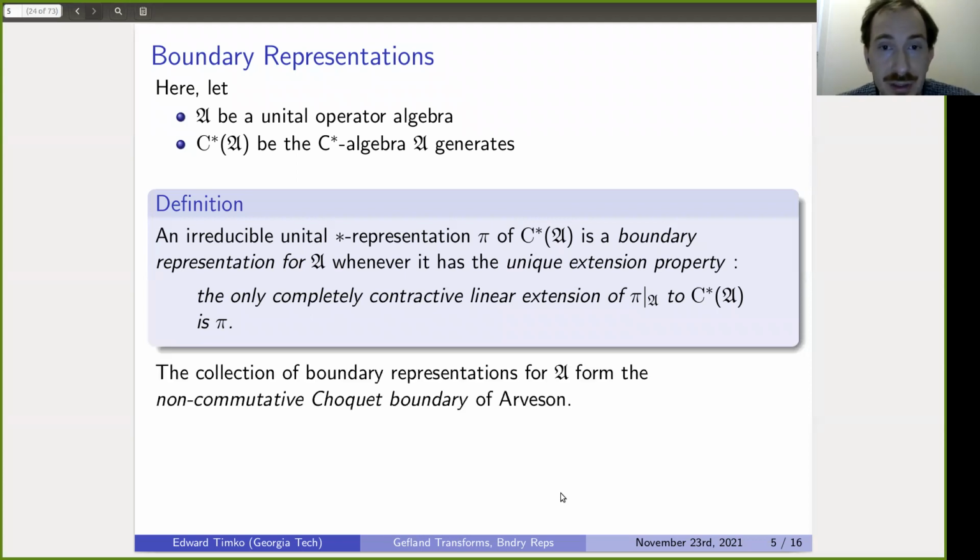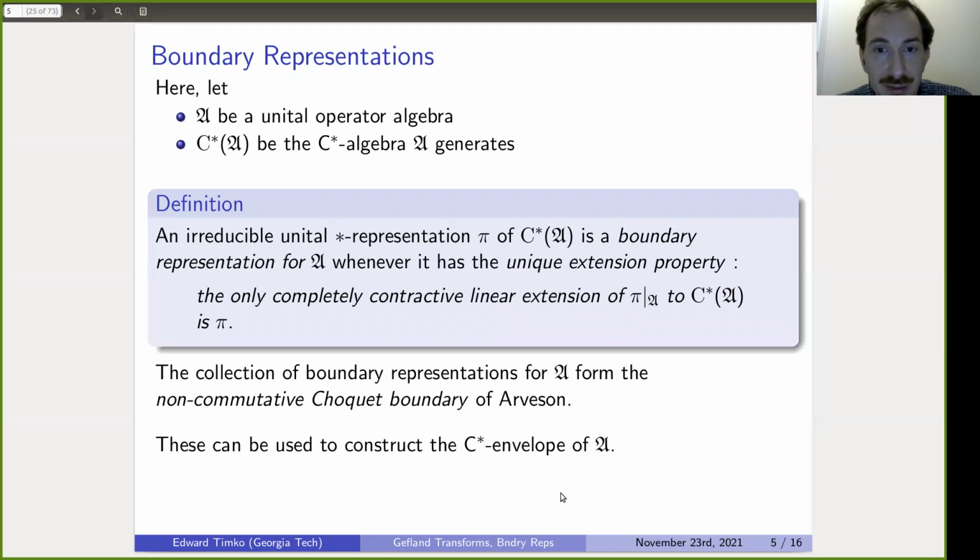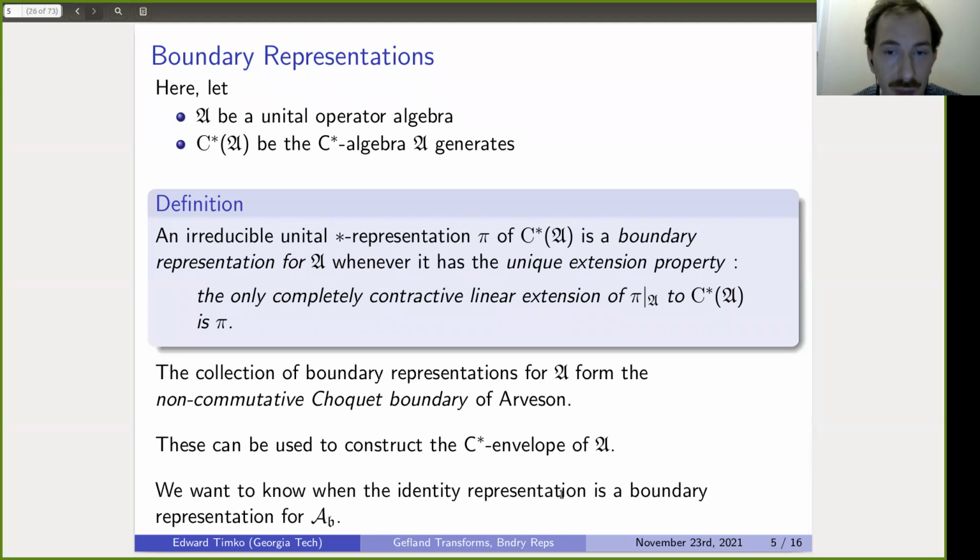So you only have one choice for going back up to the C-star algebra. The collection of boundary representations are important for many reasons, but one of them is that they form what's called the non-commutative Choquet boundary of Arveson, and this can be used in constructing the famous C-star envelope of A. If you're not familiar with what that is, you can think of it as the smallest C-star algebra containing a completely isometric copy of A. And what we want to know is when is the identity representation one of these boundary representations for this particular algebra A sub B.